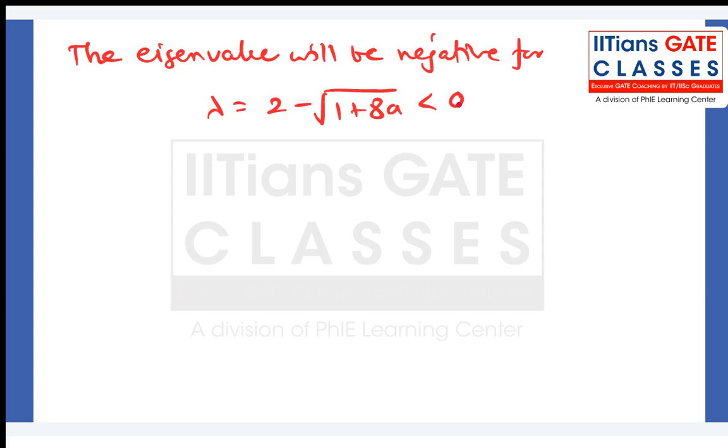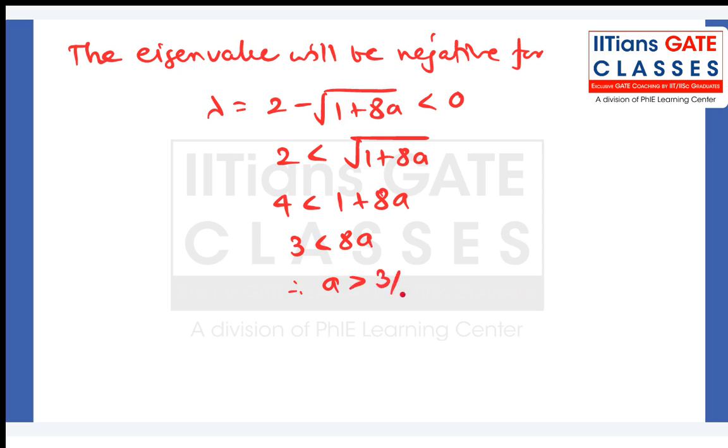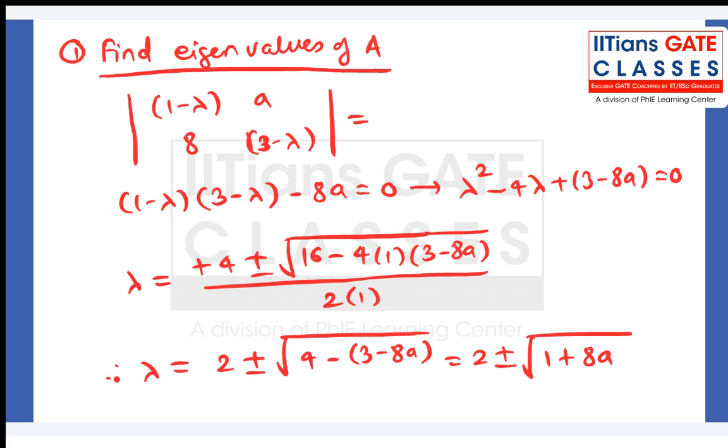So in that case, you need to solve this. Basically 2 less than square root of 1 plus 8a, right? So you can square it, then it will be 4 less than 1 plus 8a. So it will be 3 less than 8a. Therefore, a needs to be greater than 3 by 8. And this is your answer. So I think it's option A.